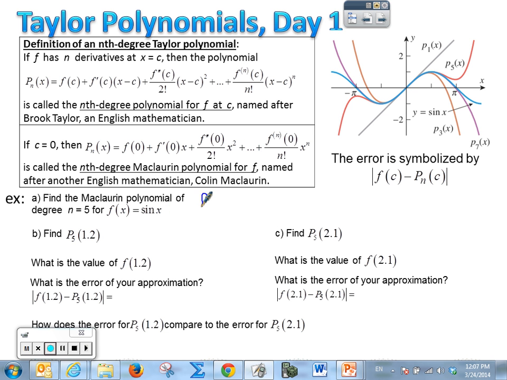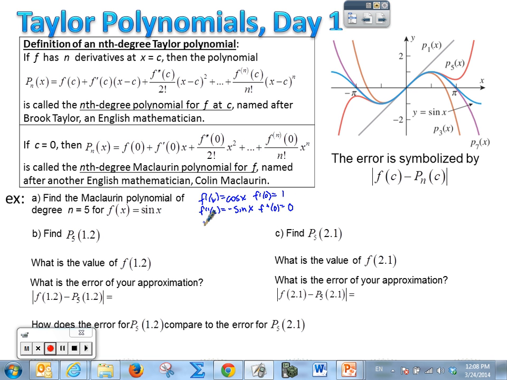So we have f prime of x. The derivative of sine is cosine. And I go ahead and do my centered value here. We are centered at 0, so I do f prime of 0, might as well while I have the function up here. Cosine of 0 is 1. Then we go to the second derivative, and the derivative of cosine is negative sine. I do my second derivative value at 0. Negative sine of 0 is just 0.